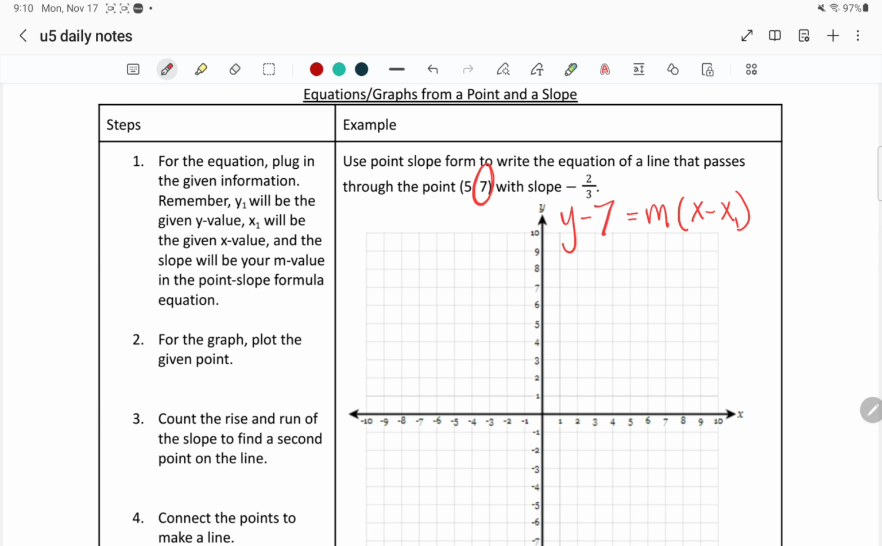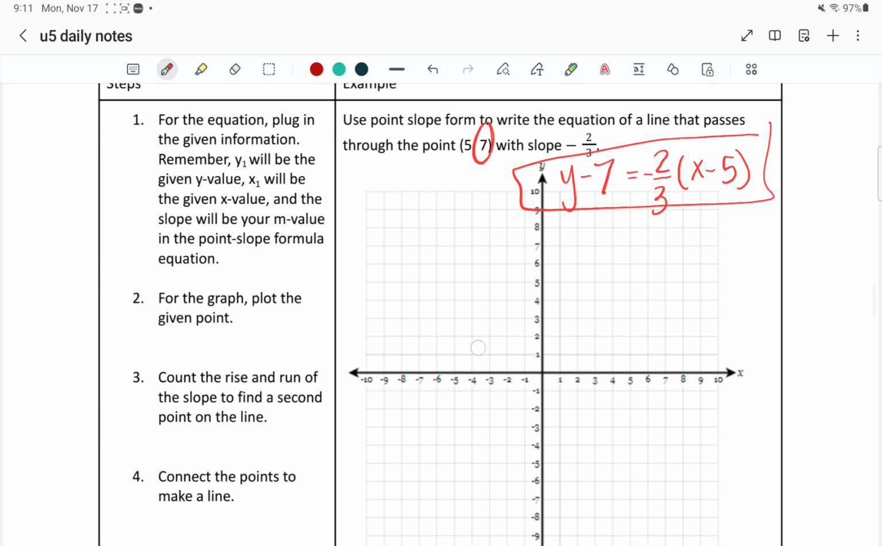And there's my y value. I'm going to plug in a 7 right there. And then my x1, that is the 5. So I'm just going to put in 5. And then my slope is negative 2/3. So I'm going to take out my slope, my m, and I'm going to put in negative 2/3. And that's how you write the equations. So that's going to be part of your homework on Delta Math. It's just going to ask you to write the equation given that kind of information.